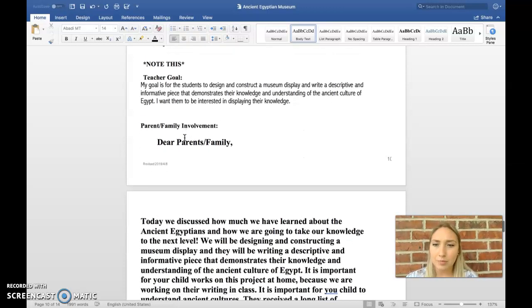Then teacher goal. My goal is for the students to design and construct a museum display and write a descriptive and informative piece that demonstrates their knowledge and understanding of the ancient culture of Egypt. I want them to be interested in displaying their knowledge.